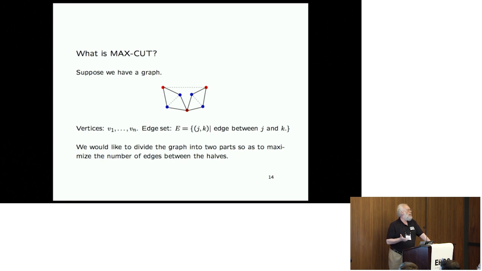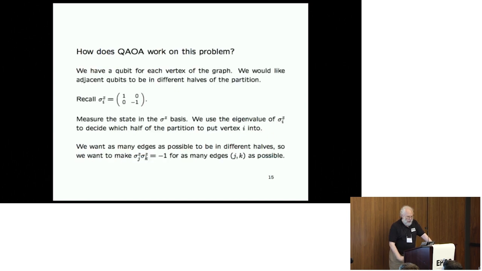So how do we apply the QAOA to it? What we're going to do is assign one qubit to each vertex of the problem. And what we'd really like is for adjacent qubits to be in different halves of the partition. So recall the Pauli matrix sigma z, which is 1, 0, 0, minus 1. It gives a phase of 1 to a qubit in the 0 state, and a phase of minus 1 to a qubit that's in the 1 state.